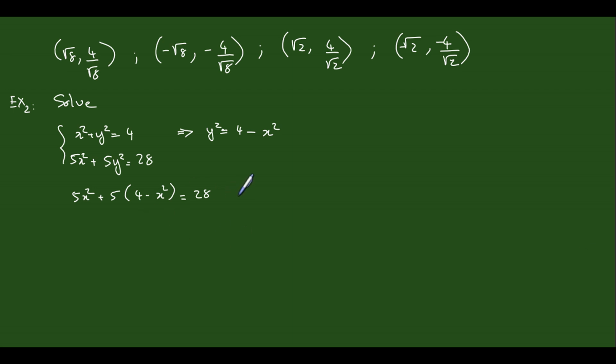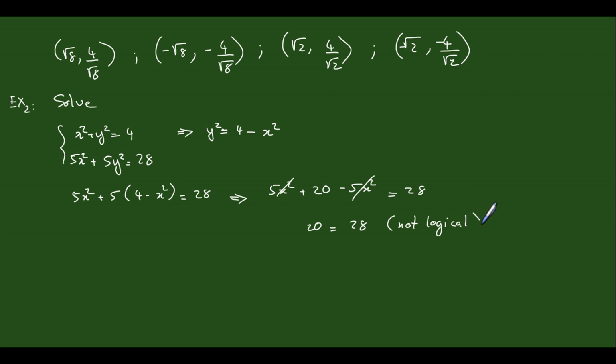Okay, then I'm going to distribute, so we have 5x squared plus 20 minus 5x squared equal 28, right? Interesting. The x squared terms cancel out, and then I have 20 equal to 28. Look at that. How come 20 equal to 28? This does not make sense at all. It's not logical.